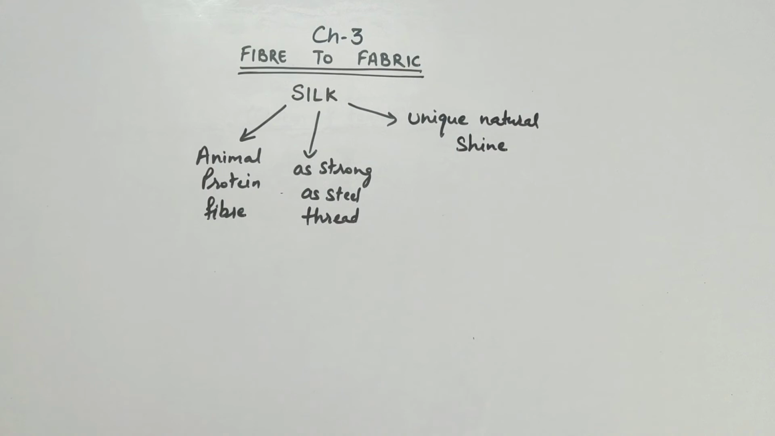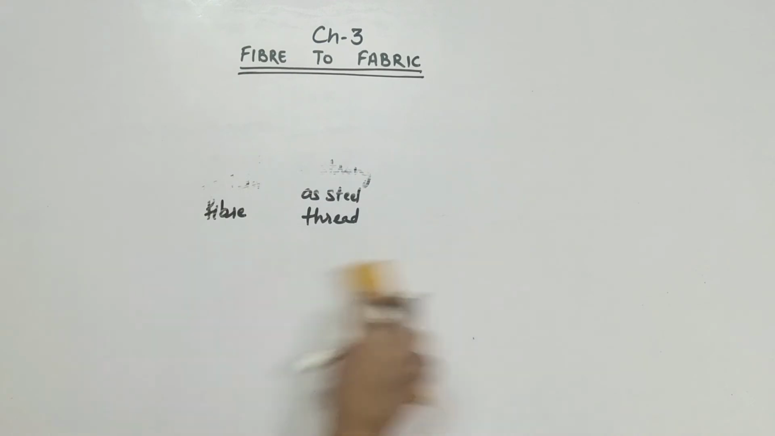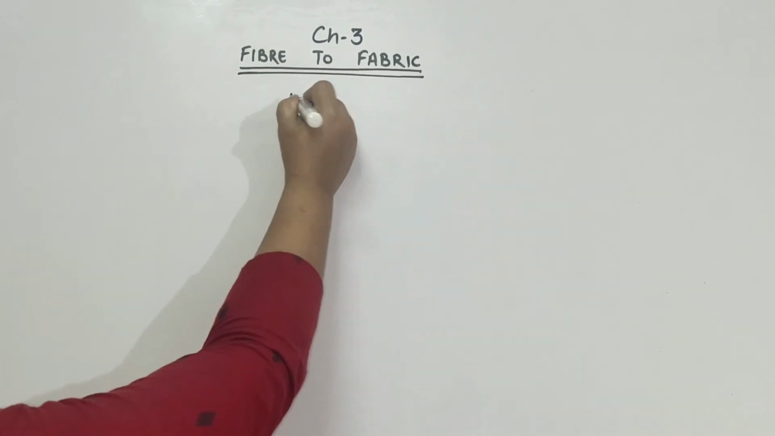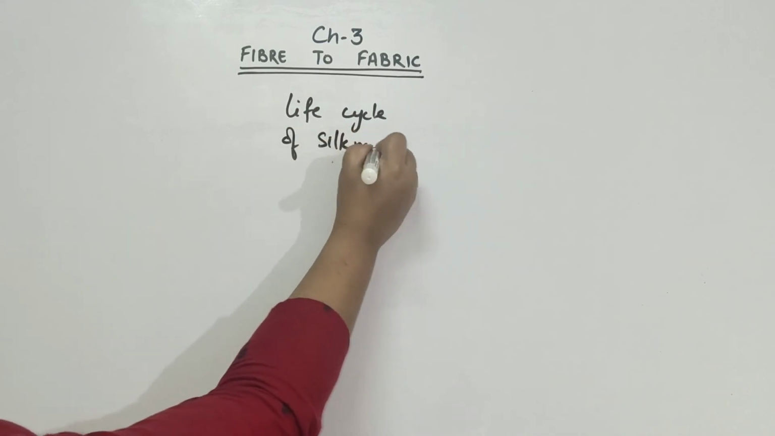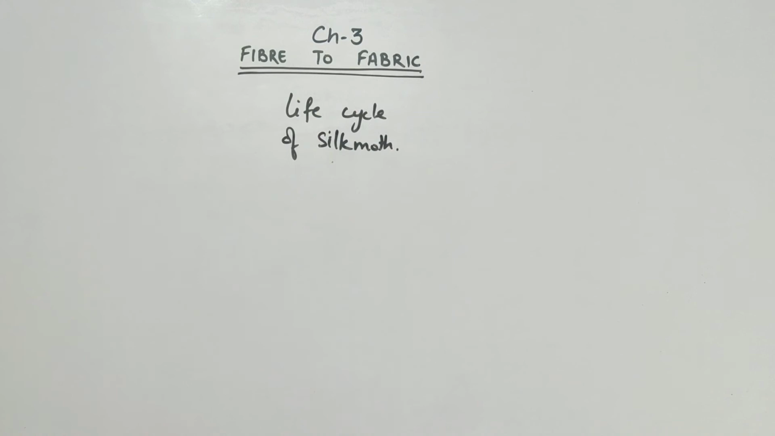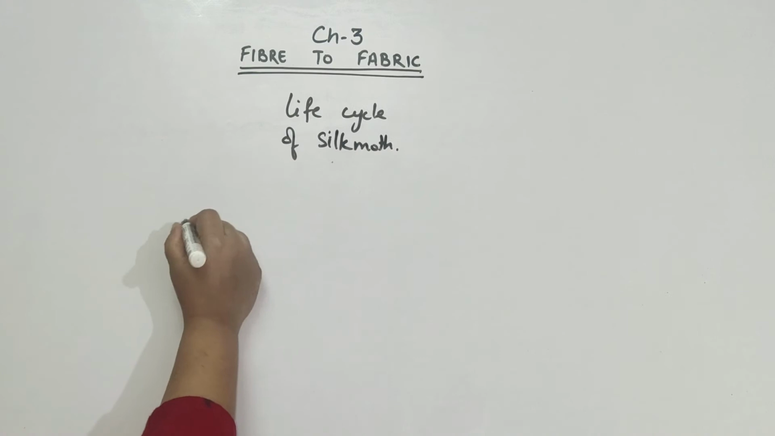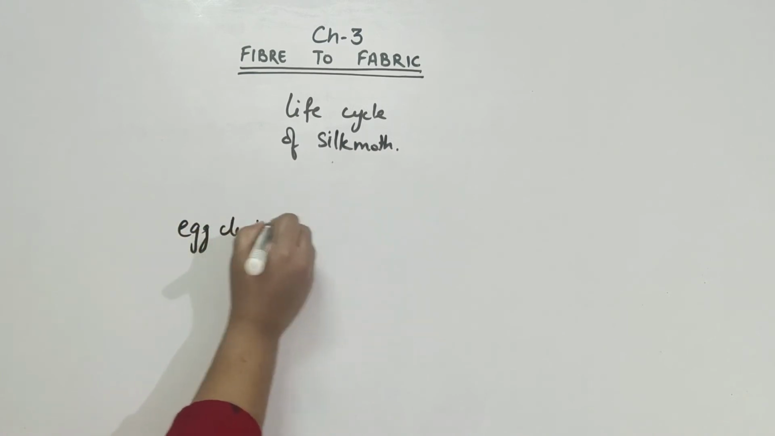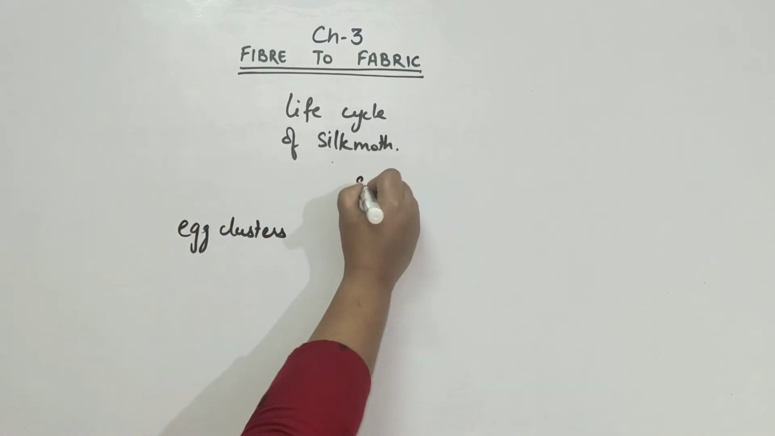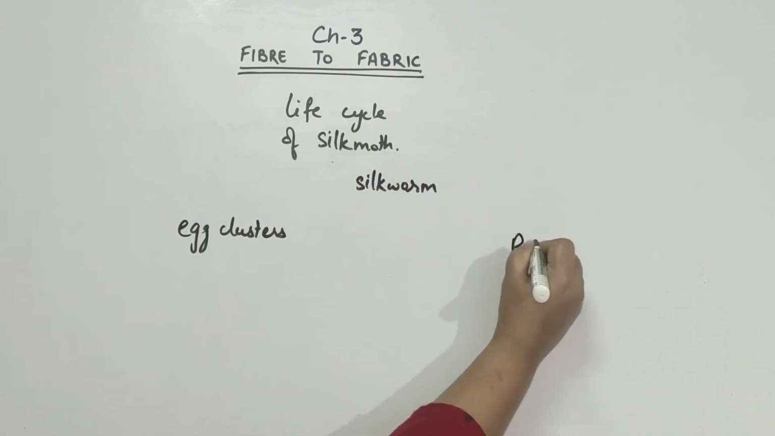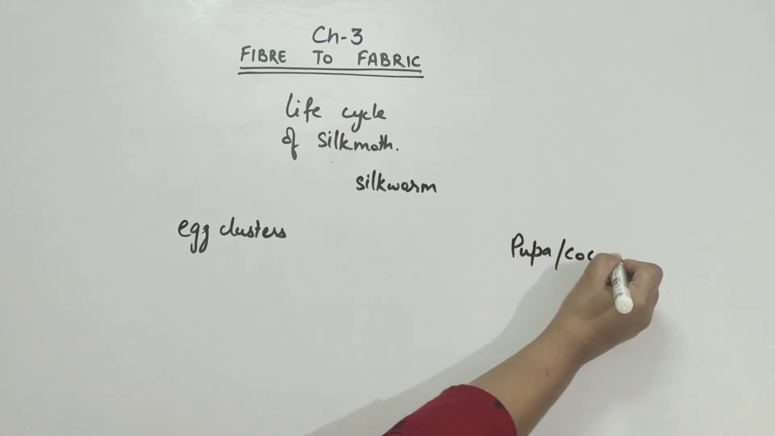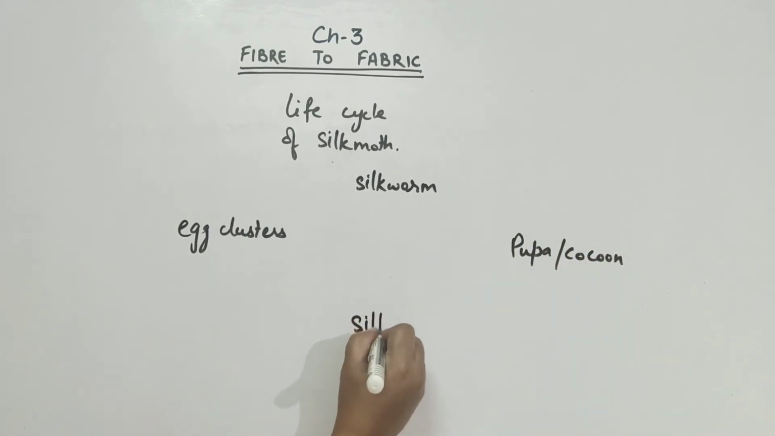Now, before we discuss the process of obtaining silk, it is necessary to know the interesting life history of silk moth. The life cycle of silk moth has 4 distinct stages. First one is egg clusters, then silkworm, after that pupa or cocoon, and finally silk moth.